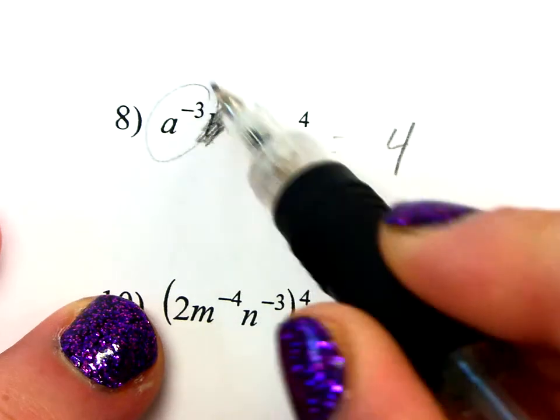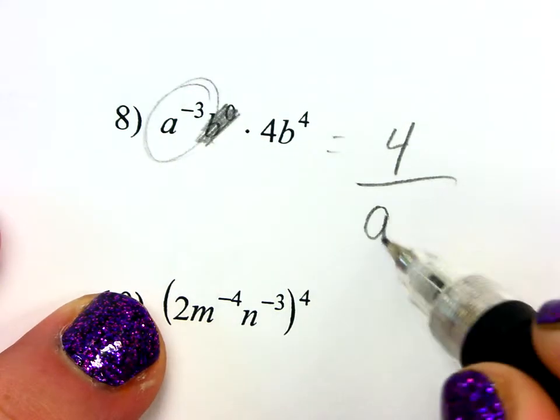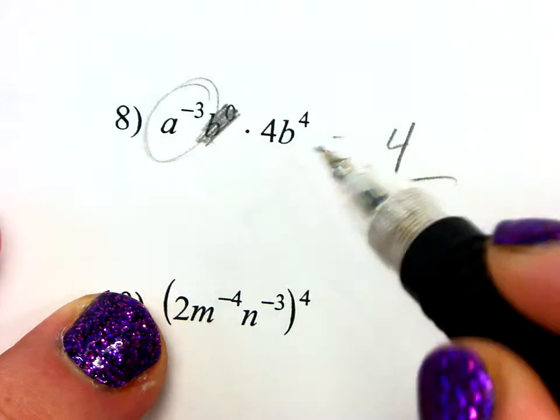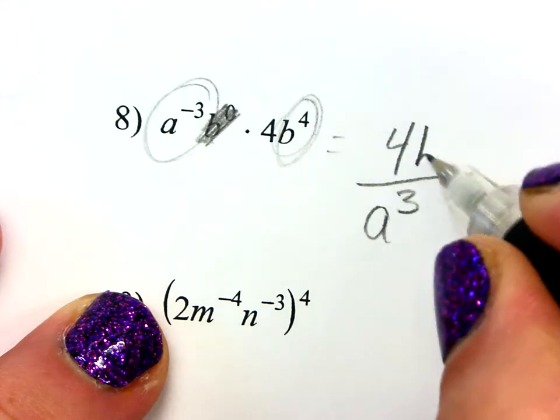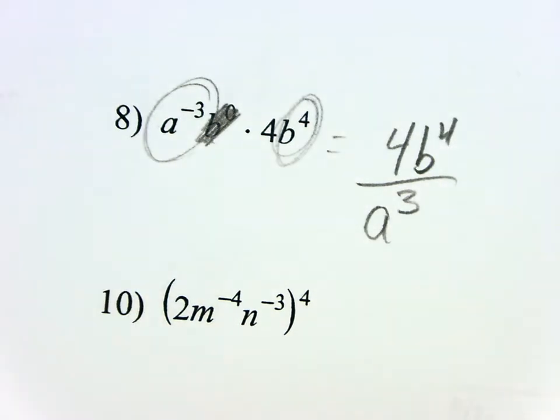What's going to happen with this? I put it downstairs and it becomes a to the positive third. And then what's up with this b to the fourth? That just stays in the numerator. It's okay, he's pretty chill. You've got a bad attitude, get downstairs.